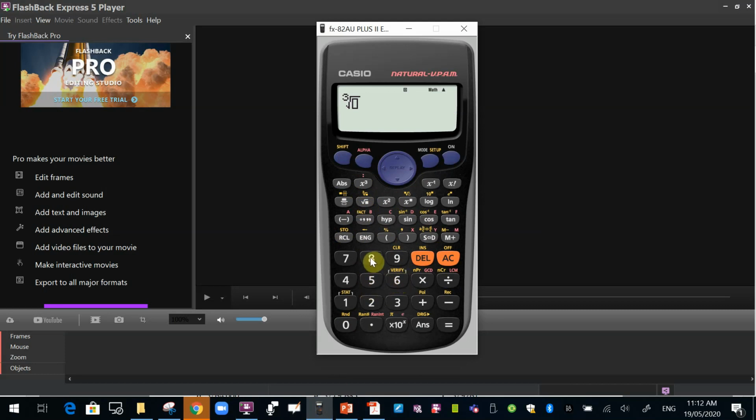Let's see if I was right before. Cube root of 27, that should equal 3. Yep, because 3 times 3 times 3 equals 27. Another one, Shift, square root button, 64. That answer was 4, because 4 times 4 times 4, or 4 cubed, equals 64.